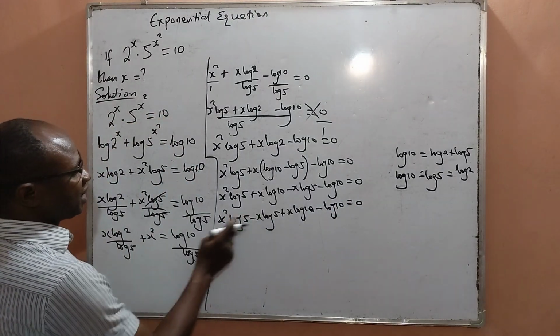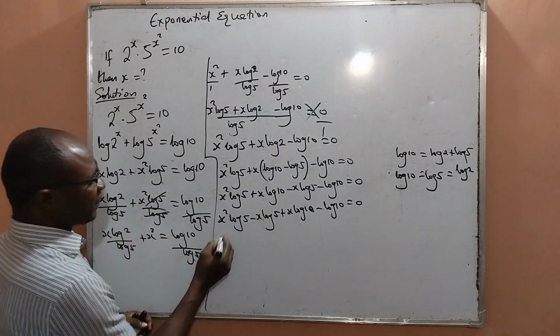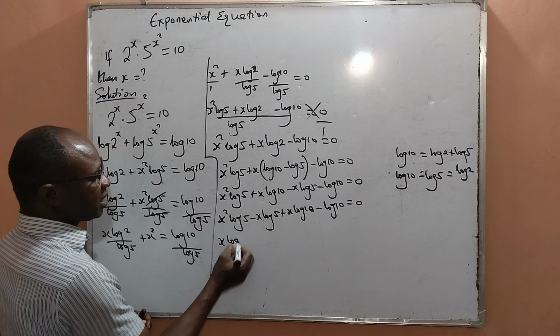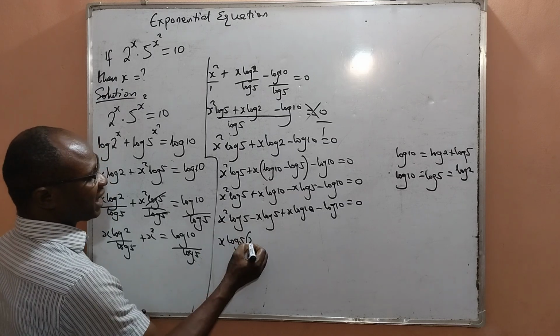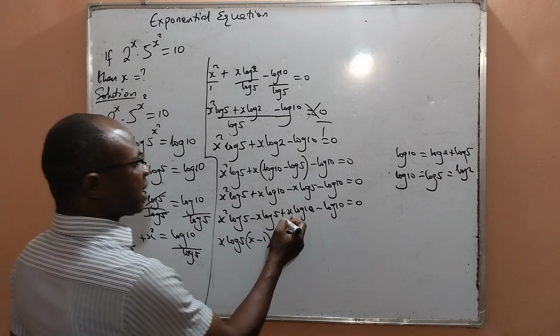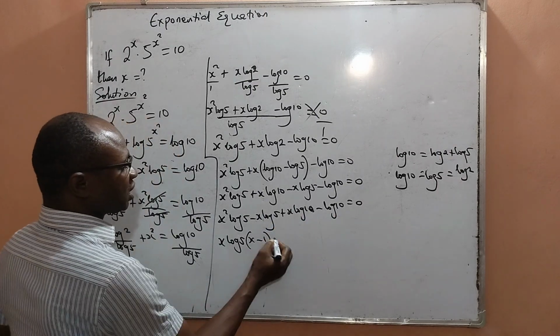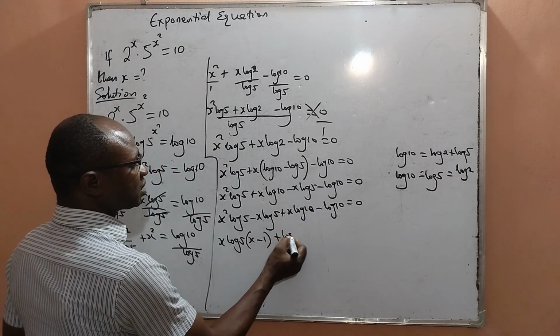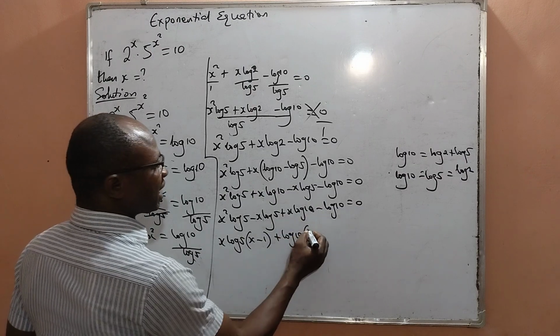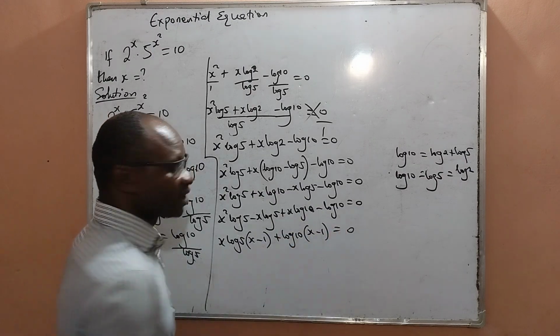Now, what is common here is x log 5. So I factor it out. x log 5 into the bracket, I have x minus 1. Then what is common here is log 10. So I have plus log 10 into the bracket, I have x minus 1. Everything is equal to 0.